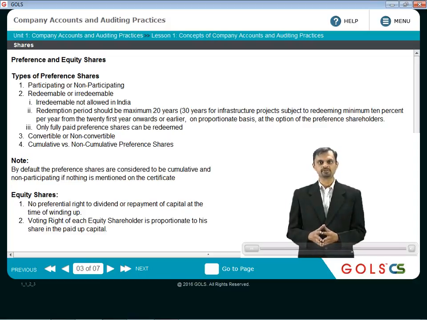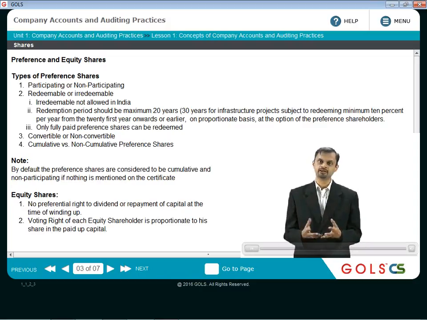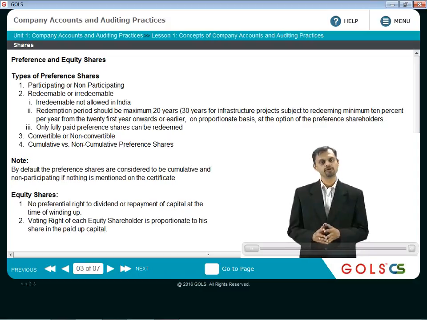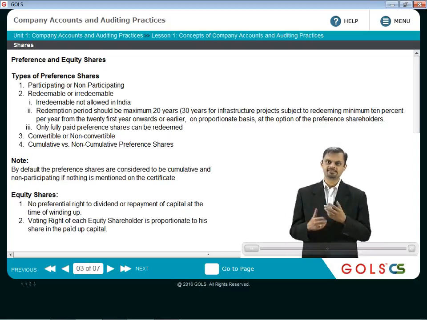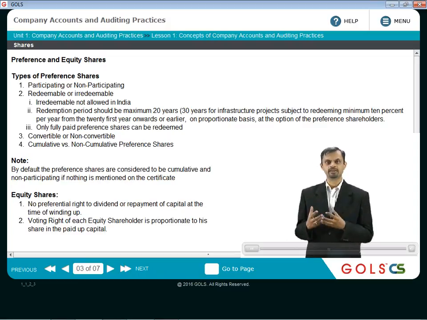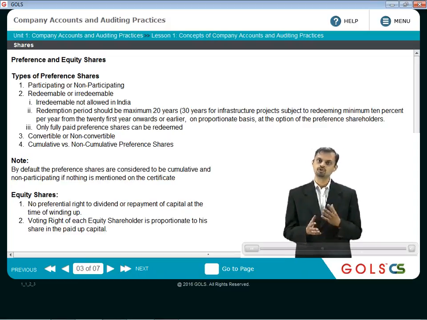In that case, what happens is, in 2011, preference shareholders will not only get the dividend for 2011, but for the earlier year for which the dividend was not declared, that is 2010 in our example, even for that year also they will get the dividend. So the right to claim the dividend gets accumulated over a period of time when the dividend was not declared earlier. That is why the name cumulative.